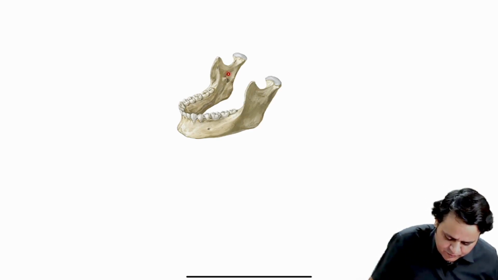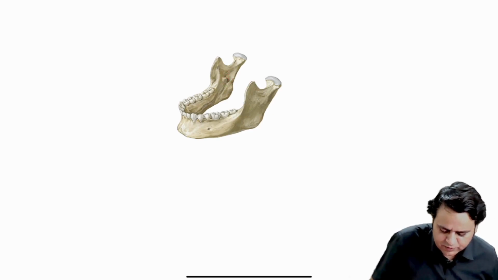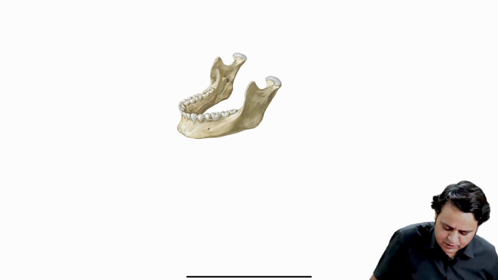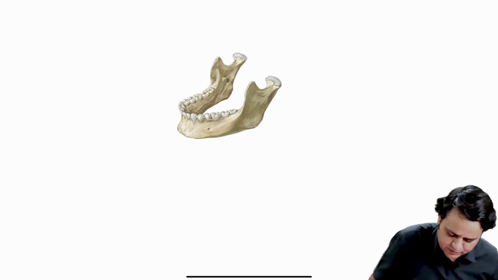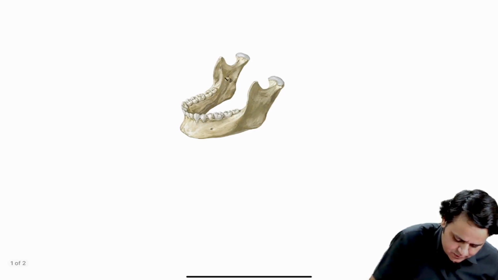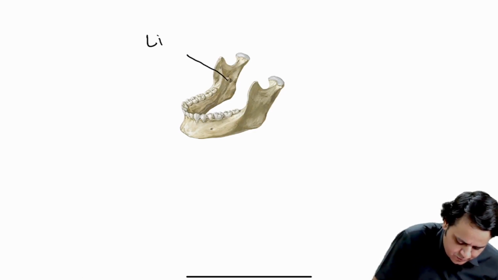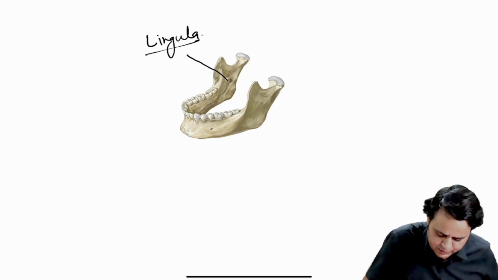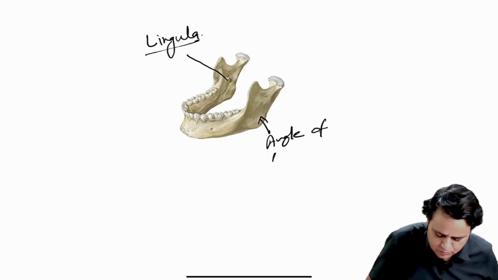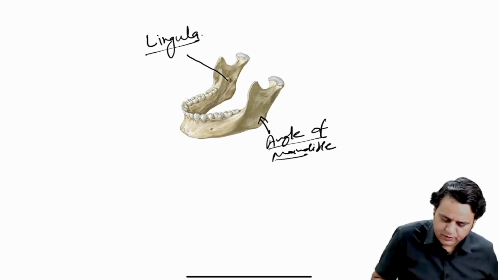So this is the mandibular fossa, this is the lingula, the tongue-like projection present above the mandibular foramen, and this is the angle of the mandible. All of you know that, but still we will write this point. This is the lingula. Okay, this is the angle of the mandible. Now we will come to the next diagram.